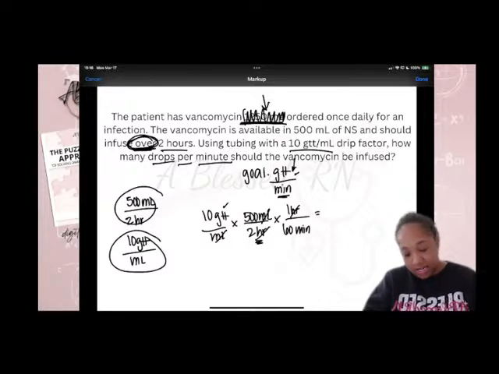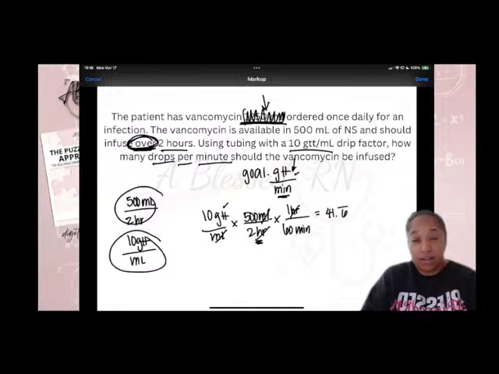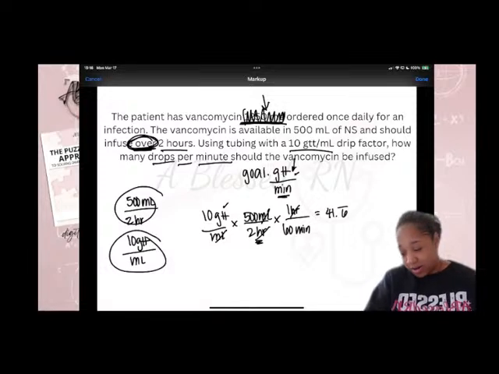So 10 times 500 divided by 2 divided by 60, which would be 41.6 repeating. So with a drop, you can't divide a drop by anything. It's either a whole drop or it's not a drop at all, right? So therefore, we'll have to round it to the nearest whole number. So our answer will be 42 drops per minute.